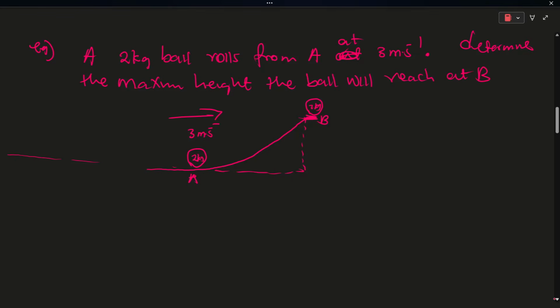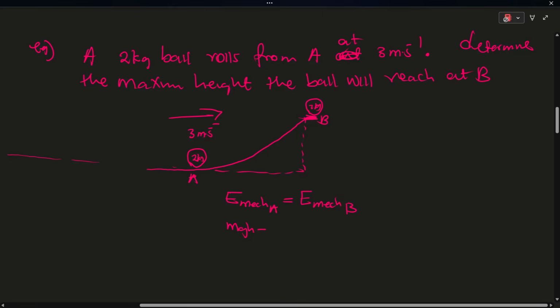You see, right? How do we do it? Emec again. You start there. Emec at A is equal to Emec at B. You say mgh plus 1 over 2 mv squared is equal to mgh plus 1 over 2 mv squared. Now, what is the mass? It's 2. g is 9,8. What is the height at A? It's 0. Here it's 0 at A, the height. It's on the floor.